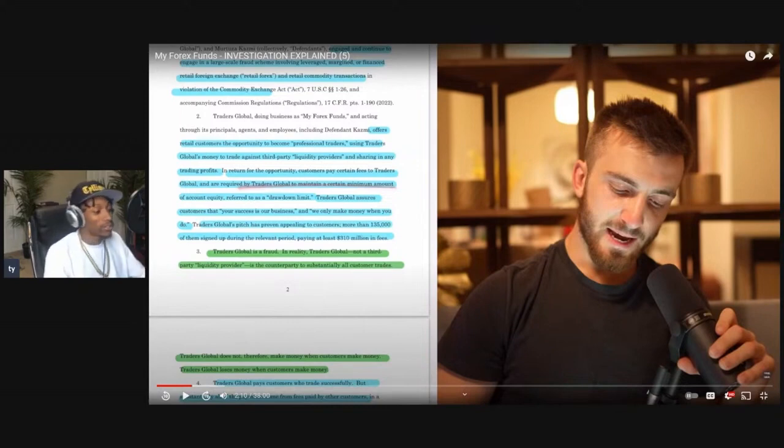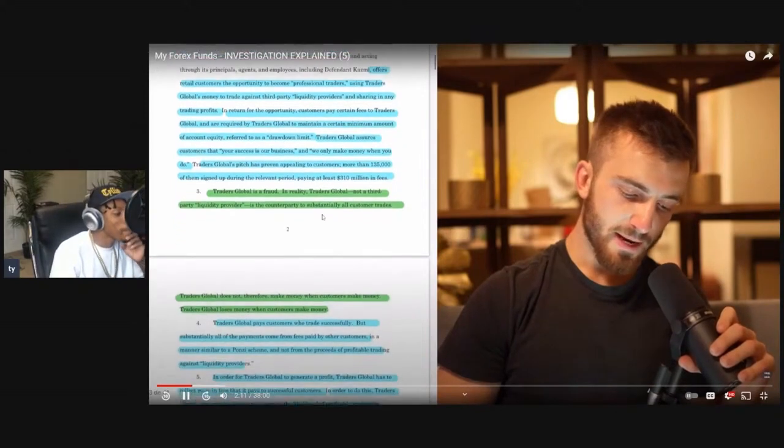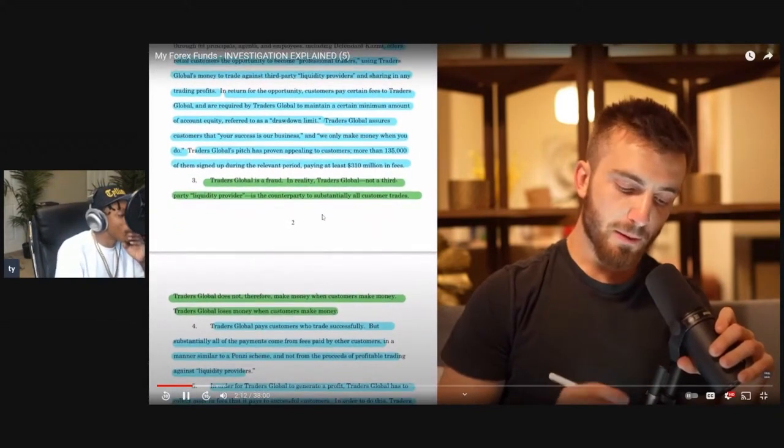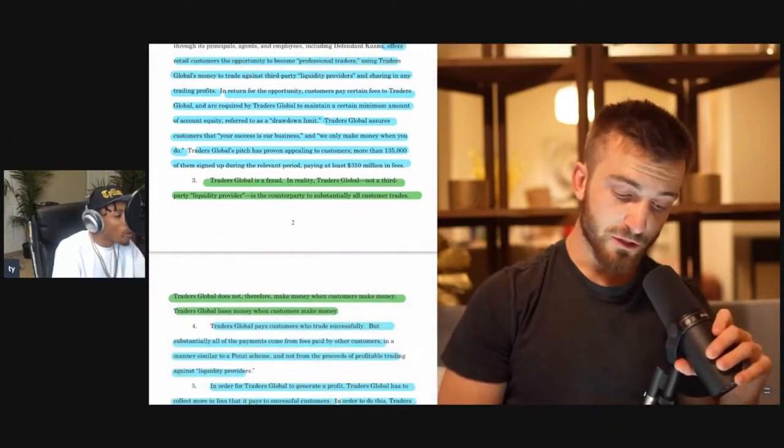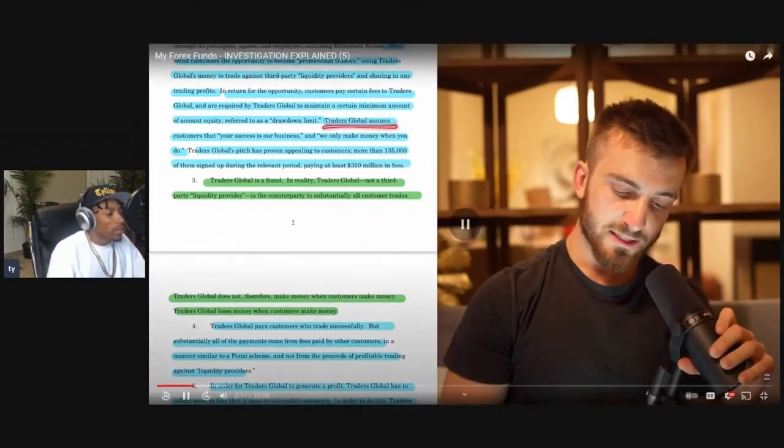Let me read it. In a certain minimum amount. And one of the big problems that they say and they're constantly referring to is, here it is at number 4. It said Traders Global pays customers who trade successfully, but substantially all the payments come from fees paid by other customers, in a similar manner to a Ponzi scheme, and not from the proceeds of profitable trades against liquidity providers.